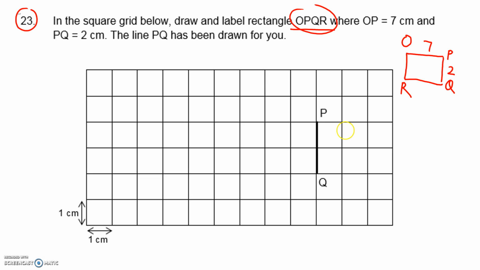Following this draft, I'm going to draw out the 2 centimeters, which was already drawn. And I know I need to have an OP that is 7. So 1, 2, 3, 4, 5, 6, 7. Going down 1, 2. And connecting the rectangle. If you use the ruler properly and you label them, you should be able to get the full 2 marks for this question. See how important your draft is. Your draft really helps you to draw the final drawing very well.